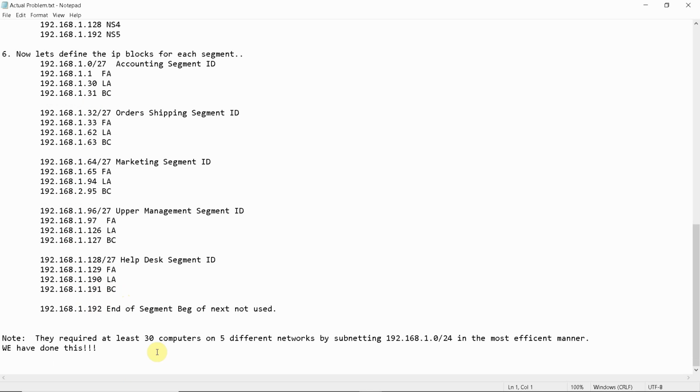So they required at least 30 computers on 5 different networks by subnetting what they had in the router originally, which is this, in the most efficient manner. And we are done here.